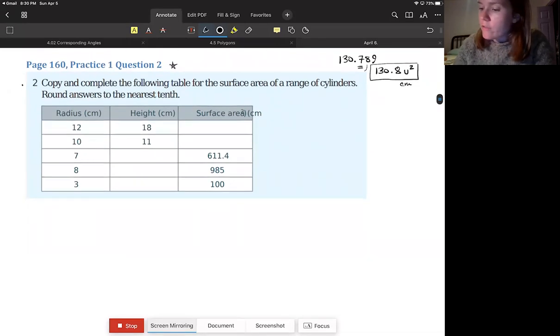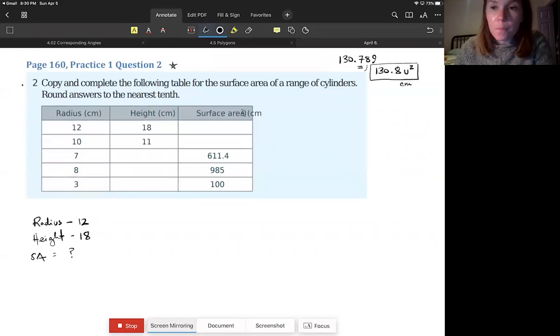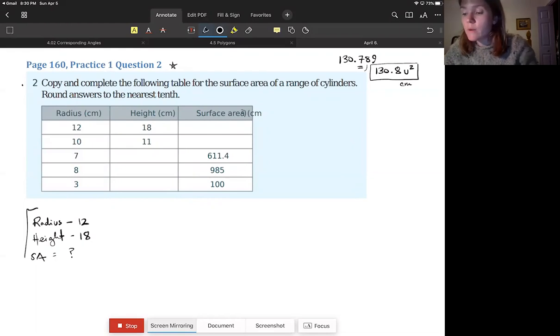Okay, so for the first one, if I have a radius of 12, a height of 18, and a surface area that we do not know, okay? I recommend that you start out each problem this way, listing out your variables and their values.